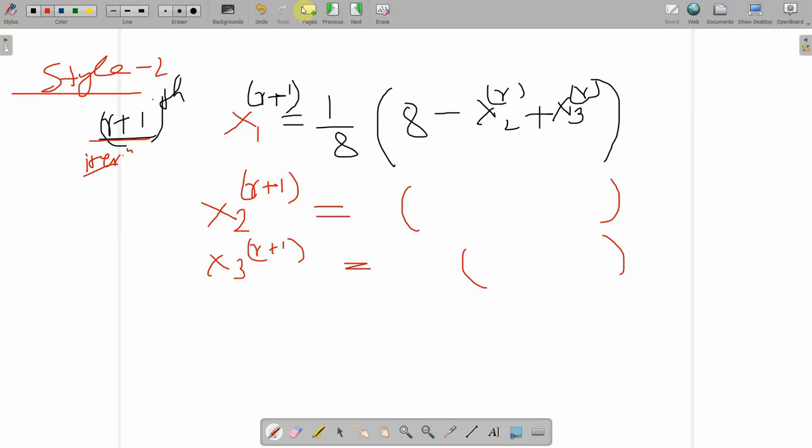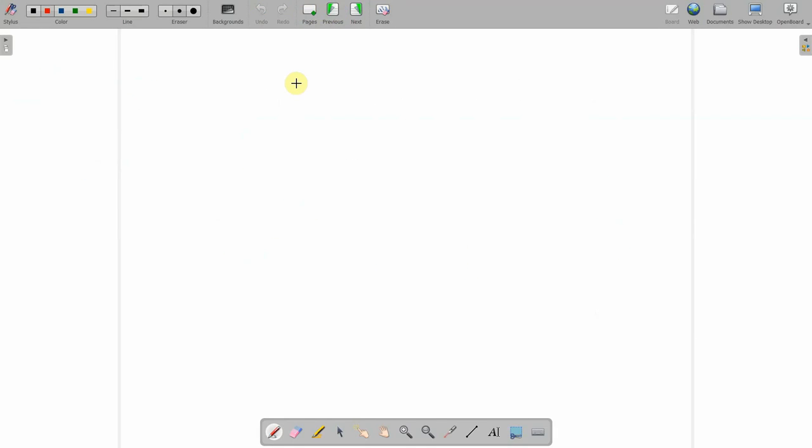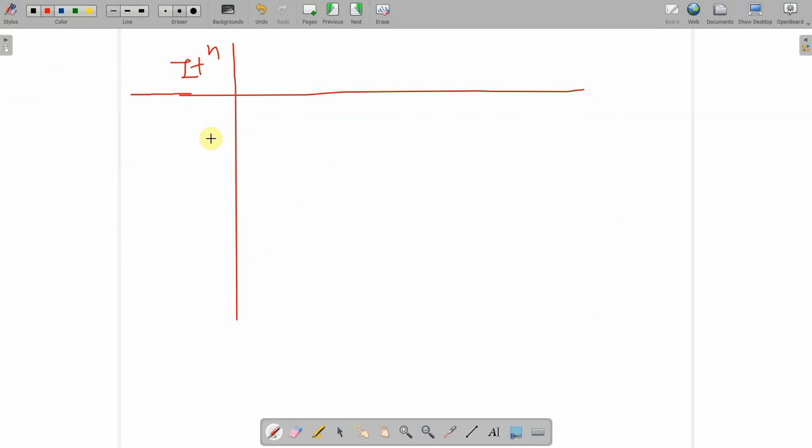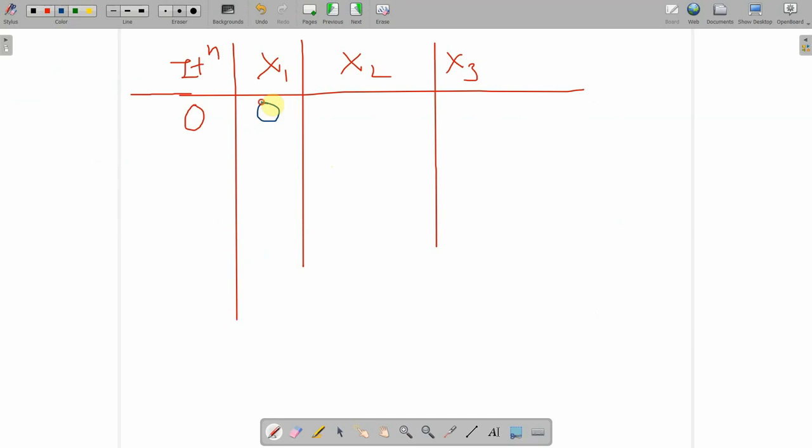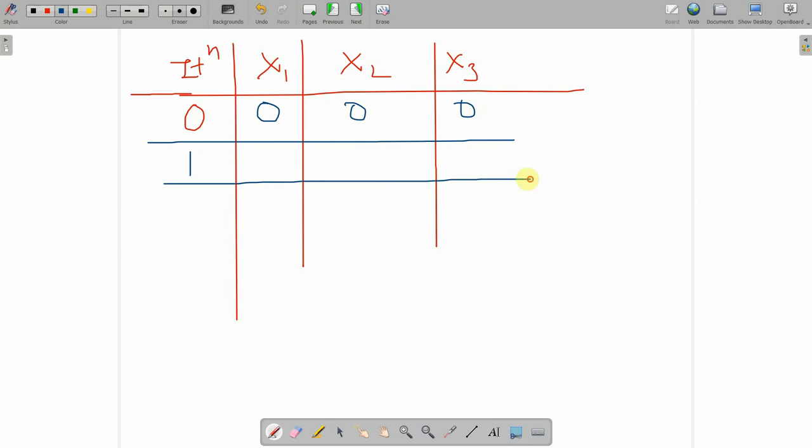You did, right? Now after doing that, you will make a table. So your table will be, this is the iteration, and the values would be x1, x2, x3. So the first iteration is 0, and I am assuming this part, so that is very convenient. So 0, 0, 0, and by doing so, in the first iteration, putting these values of x1, x2, and x3, we will have the value of x1 as 1, x2 equals 0.571.